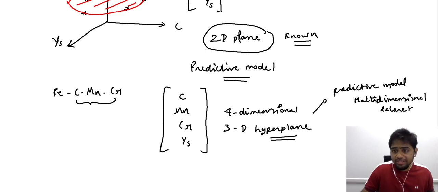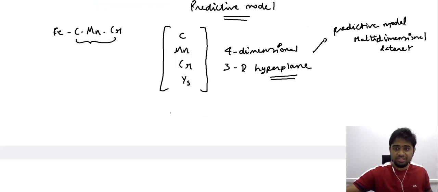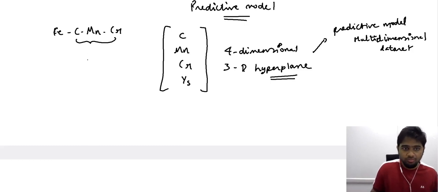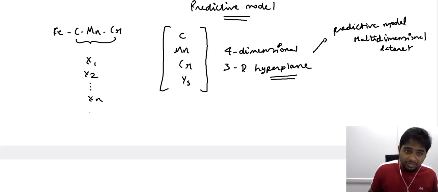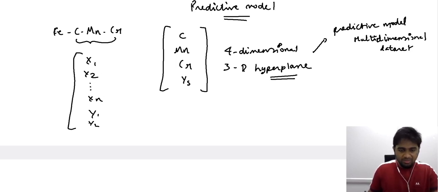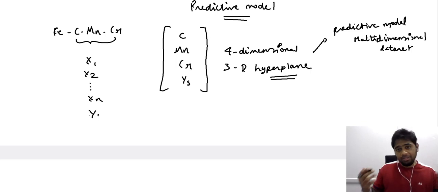So what essentially it means is that here we have restricted ourselves to a quaternary system, meaning 3 independent concentrations. There can be any number of concentrations, n number of concentrations. So if you consider x1, x2, and so on as concentrations, there can be n of them, and there can also be any number of properties that can be included. For this discussion, let us restrict ourselves to one property.